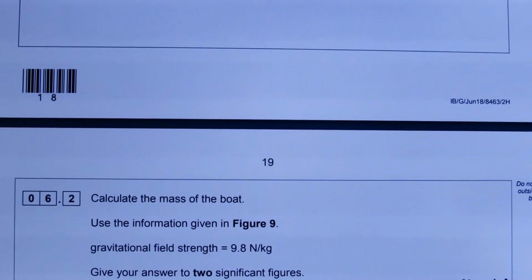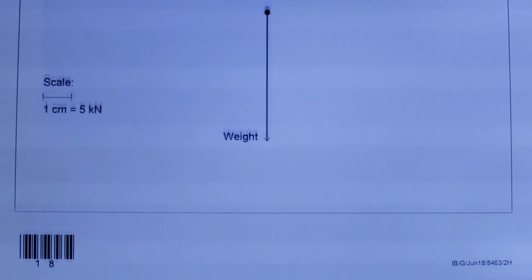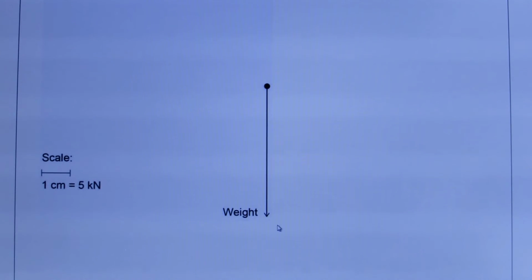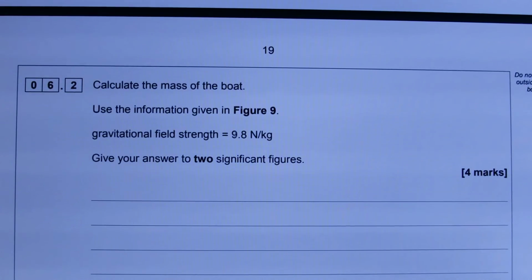Calculate the mass of the boat. Information given in figure 9 and gravitational field strength of 9.8 newtons per kilogram. Measure the length of that in centimetres, multiply by 5,000 to get the weight in newtons, divide by 9.8 to get the mass in kilograms, and give your answer to 2 significant figures.